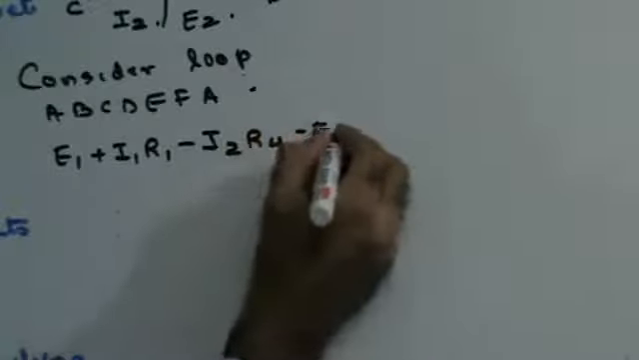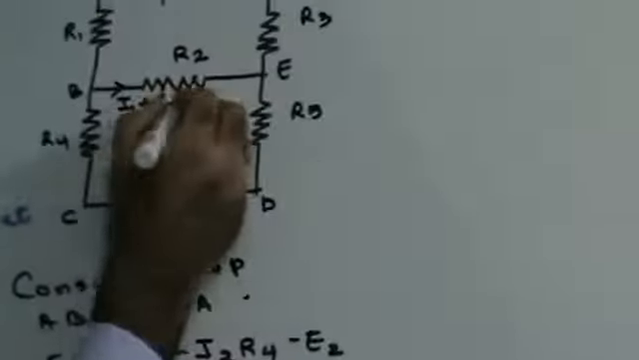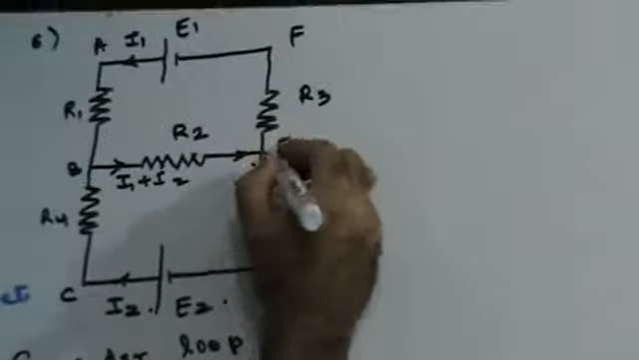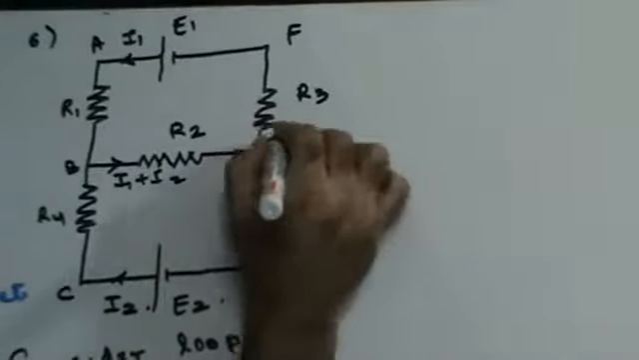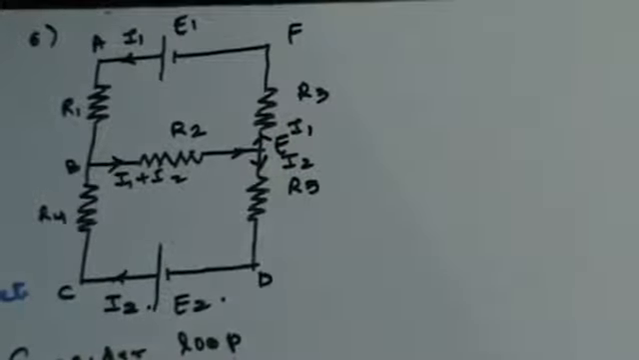I am tracing the loop from C to D, whereas the cell E2 is sending current in the reverse direction, from D to C. Therefore, the EMF will be treated as negative. At this point you will have I1 plus I2. This will be I2 and this will be I1. Do you get this?